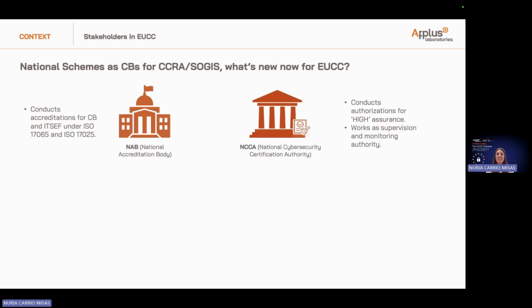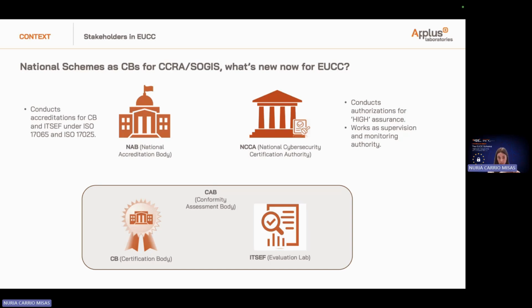What is really a change is the National Cybersecurity Certification Authority. This authority works as a supervision and monitoring authority and also conducts authorizations for high assurance levels. Do you remember that we saw the CSA levels? So the high assurance needs to be also authorized by the NCCA. And we said before that we still have CVs, certification bodies, and ITSEFs, and the certification body performs the certification activities, among other activities that we are going to see in the next slides.